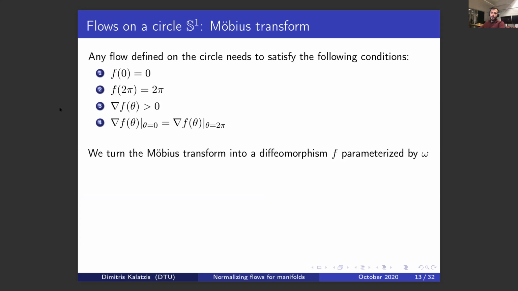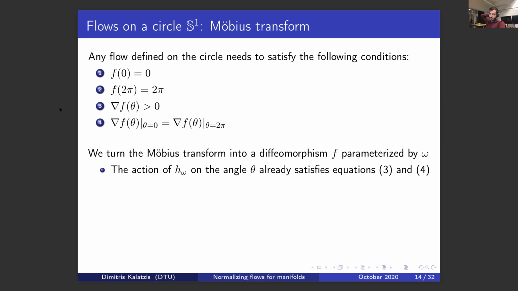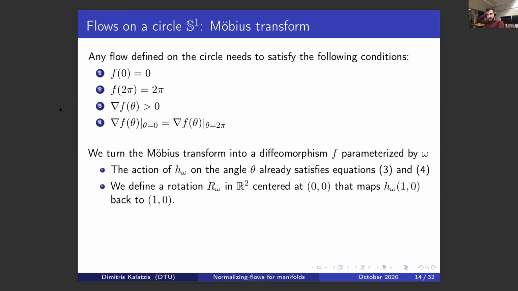So the Mobius transform, as we've set it up, already satisfies conditions 3 and 4, but it doesn't satisfy the rest because it doesn't leave theta equals 0 invariant. And in order to satisfy the first 2 conditions, we will define a rotation that will map H(1,0) back to (1,0). So that will result in a transformation in a valid diffeomorphism for angles that satisfies all of these conditions above.